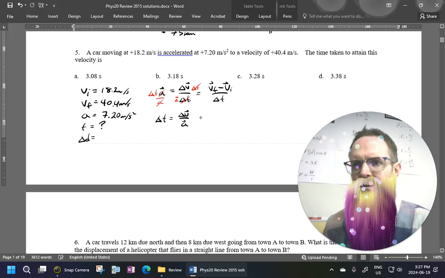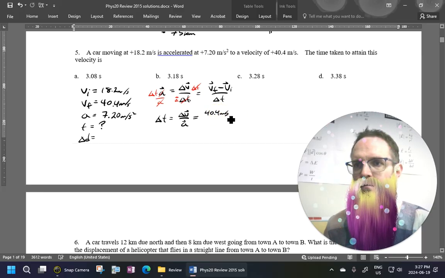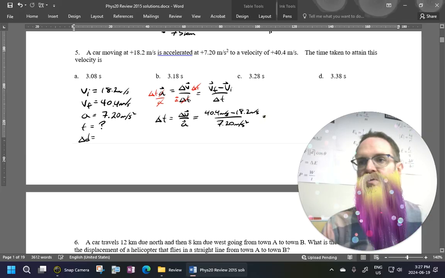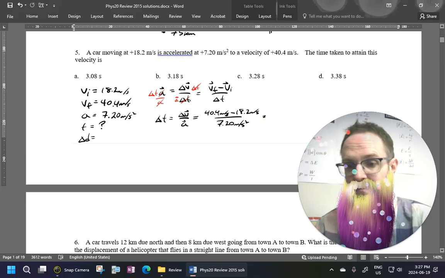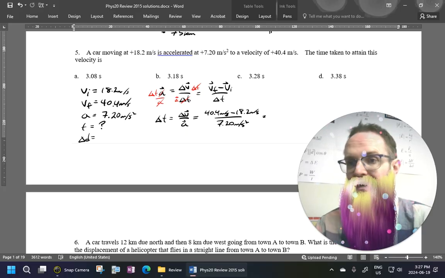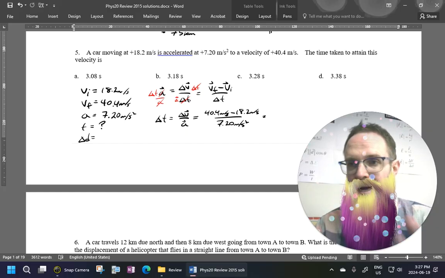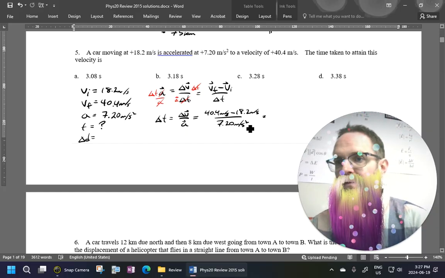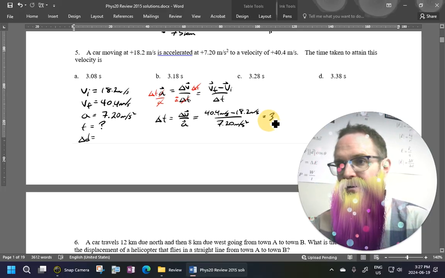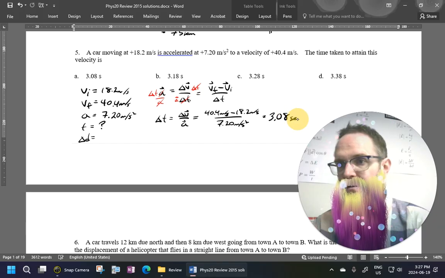Okay, so once we got all that in there, we put our final 40.4 minus 18.2 divided by our acceleration. Sweet. And there you go. Just make sure that when you're dividing these numbers, because there's a plus on the top there, you either find the answer, hit enter first, and then divide by the number, or put brackets around the top. If you didn't do that, then you probably wouldn't get the right answer at all, or anything close to these other answers. But we get 3.08 seconds.